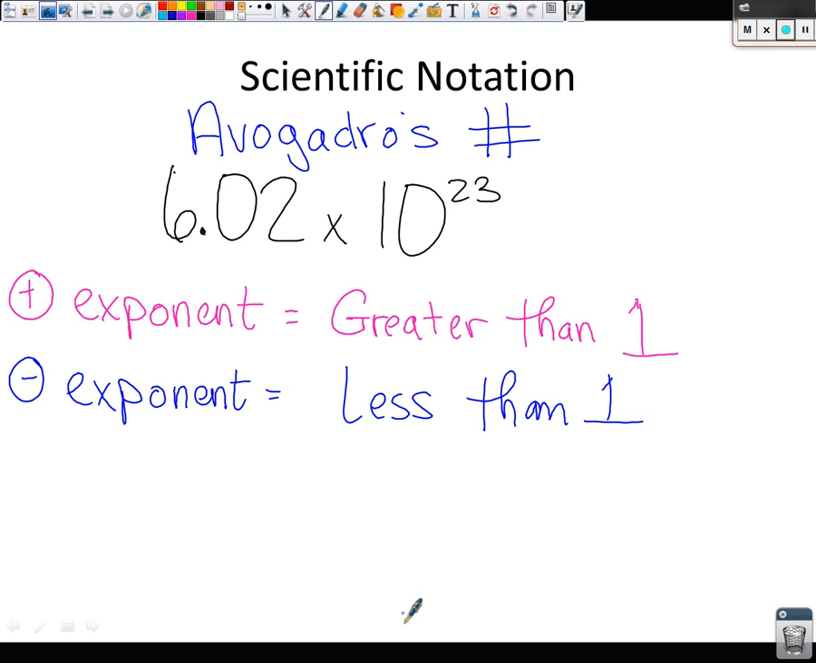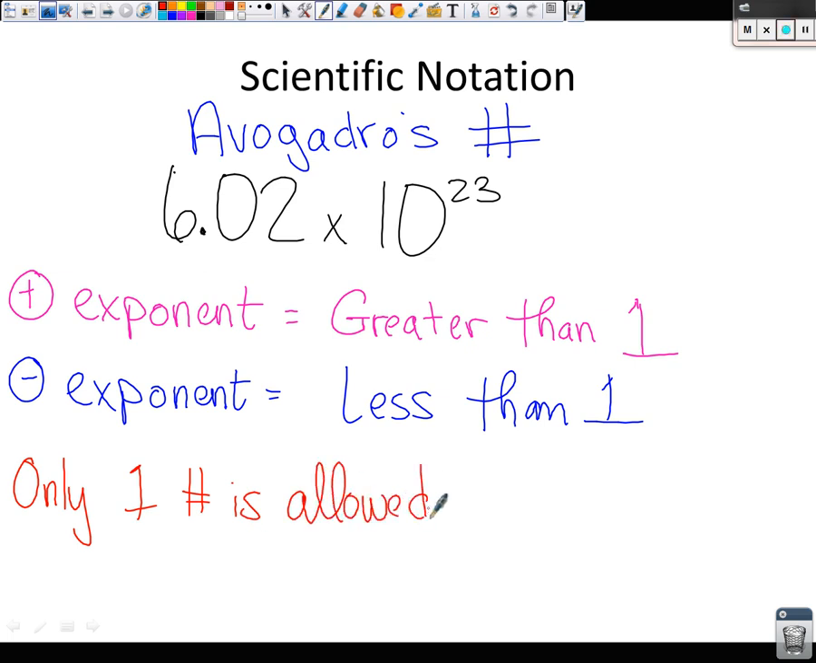And then rule number 3. And again, I'm going to let you guys catch up with me. That's rule number 3. Only one number is allowed left of the decimal. Now, that's the most important rule.